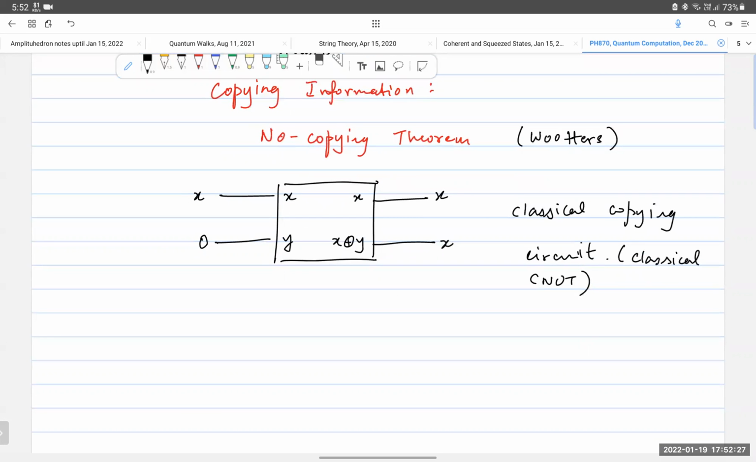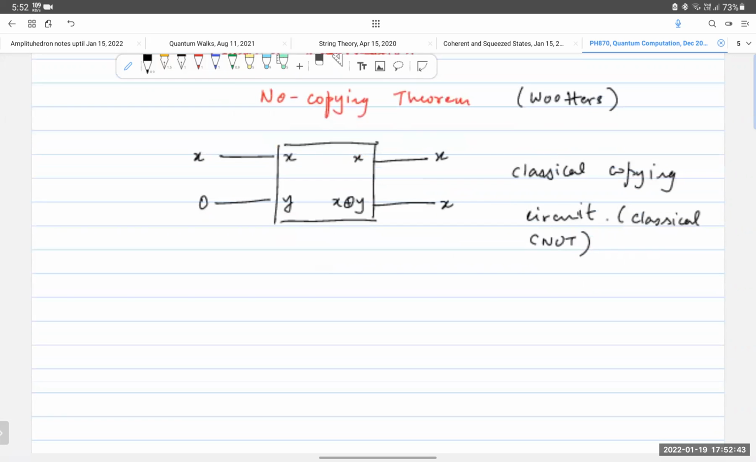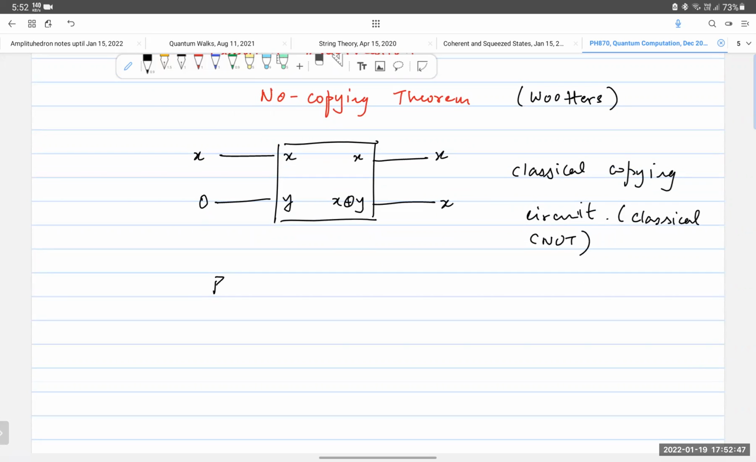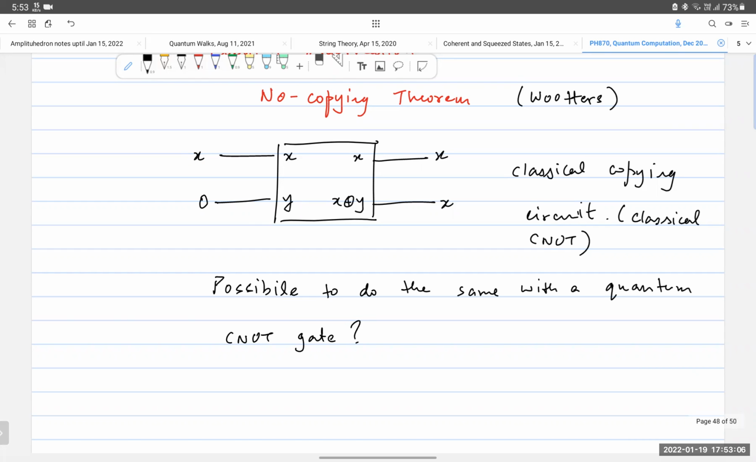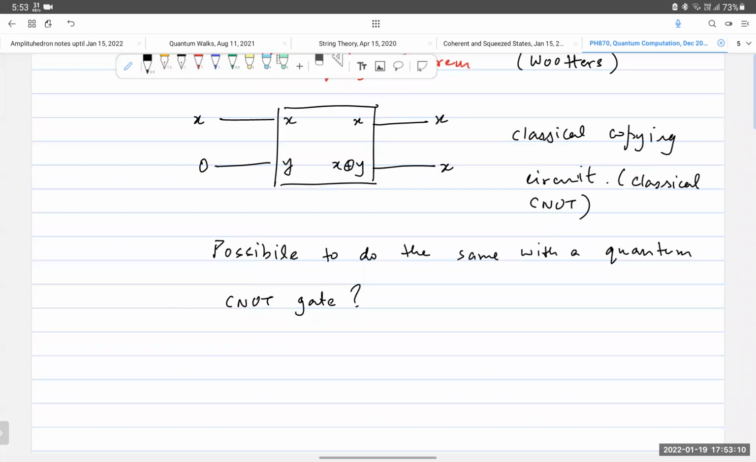All right, so there was a bit of a snafu there. Anyways, so this is a classical copying circuit, right? So you are sending in some information X, and you're making a copy of this, right? So now one might think, is it possible to do the same thing with a quantum CNOT gate? All right. So what would be the expression for a quantum CNOT gate?